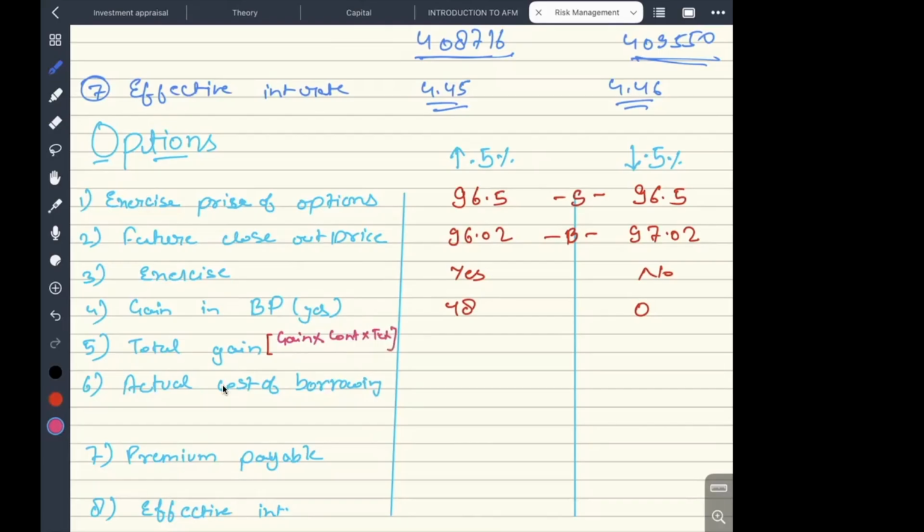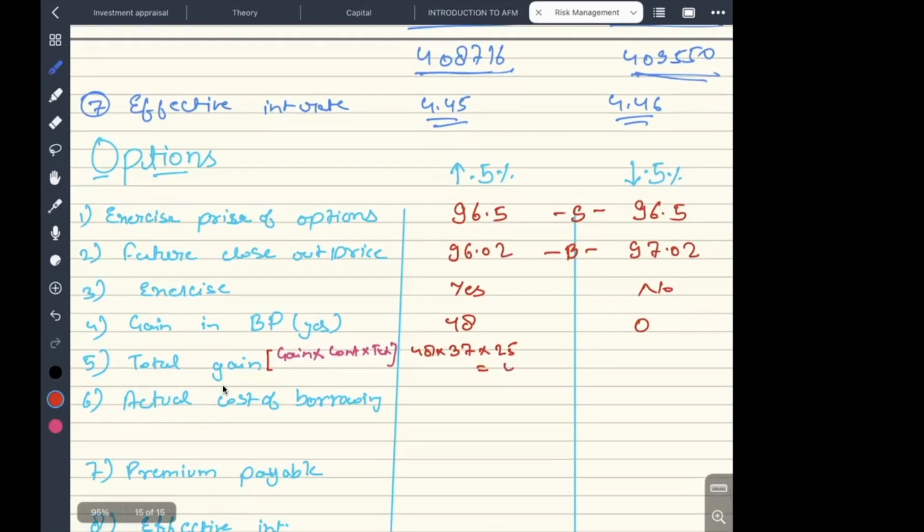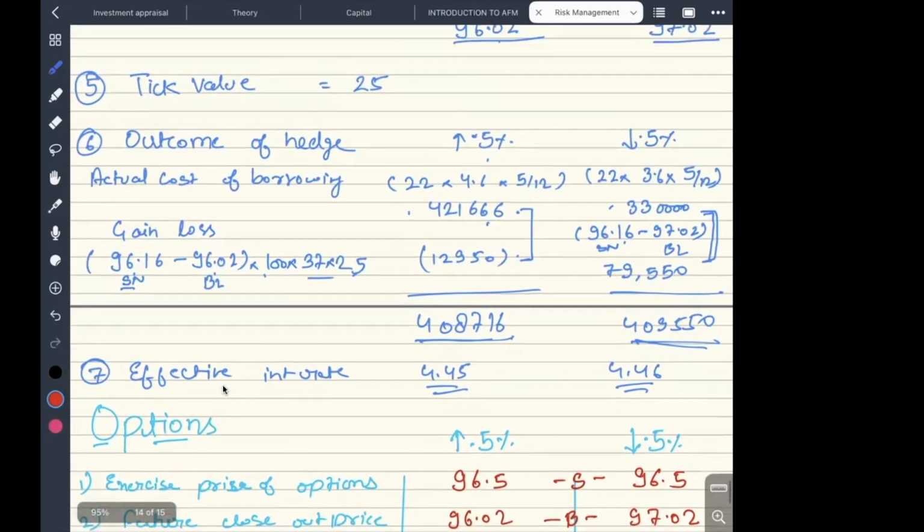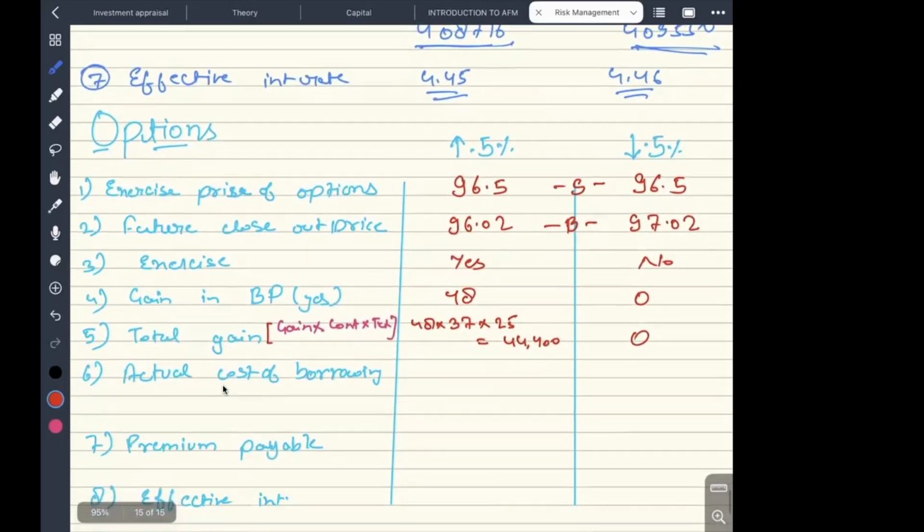Okay. Now that will be 48 into 37 into 25. That will be how much? 44,400. Over here it will be 0. This is gain. Now, what is the actual cost of borrowing? Sir, I don't have to calculate it because we have already done that. 421,666, and over here 33.